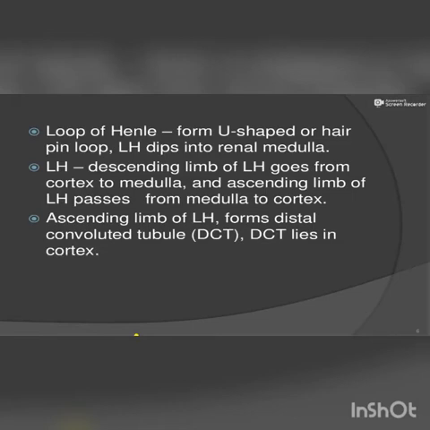Loop of Henle forms a U-shaped or hairpin loop. It dips into renal medulla. Descending limb of loop of Henle goes from cortex to medulla, and ascending limb of loop of Henle passes from medulla to cortex. Ascending limb of loop of Henle forms distal convoluted tubule. It lies in cortex.